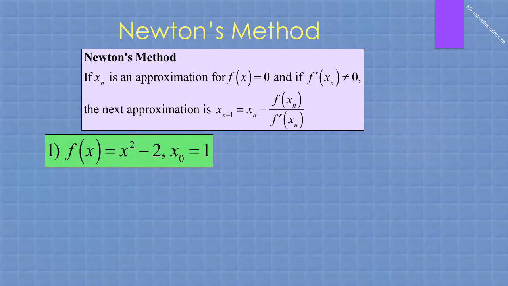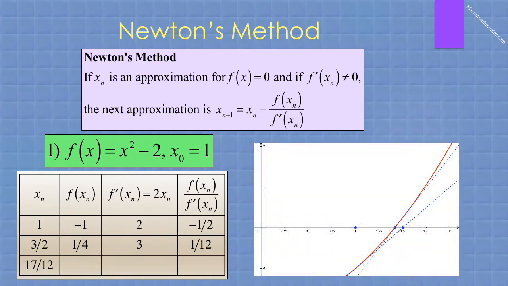Let's show how Newton's method works for f of x equals x squared minus 2, with our initial guess of x0 equals 1. Now we know that the solution to this equation, when x is positive, is the square root of 2. Let's see how good Newton's method is. The best way of doing this is setting up a table with our columns x sub n, f of x sub n, f prime of x sub n, and f of x sub n over f prime of x sub n.